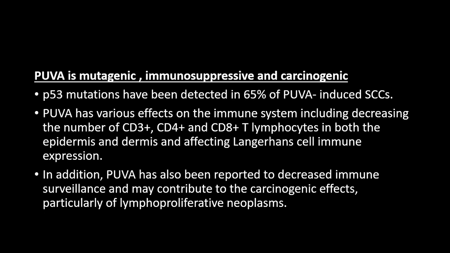PUVA is mutagenic, immunosuppressive, and carcinogenic. Why do we say that? P53 mutations are detected in 65% of PUVA-induced SCCs. Then PUVA has various effects on the immune system, including decrease in number of CD3, CD4, and CD8 T lymphocytes, both in epidermis and dermis, and also affecting the Langerhans cell immune expression. In addition, PUVA is reported to decrease immune surveillance, which contributes to the carcinogenic effect, especially the lymphoproliferative neoplasms.